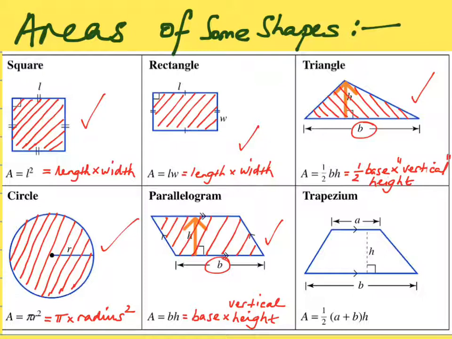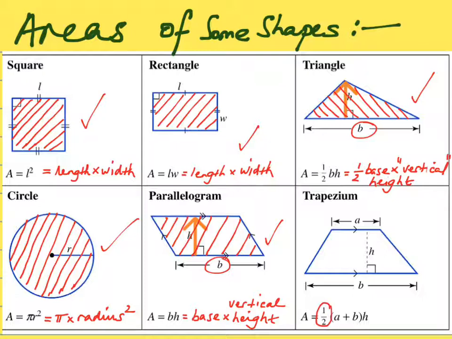Now this last one is a trapezium, and that's a Latin word, by the way. It means little table. Don't ask me why it means that, but it does. Now the formula for the area of a trapezium is as follows. You add up the lengths of the parallel sides, A and B, and you divide that by 2 to get the average. It's half the sum of them. Take the sum, then halve it. You've got the average. Then you multiply the answer by the vertical height again.